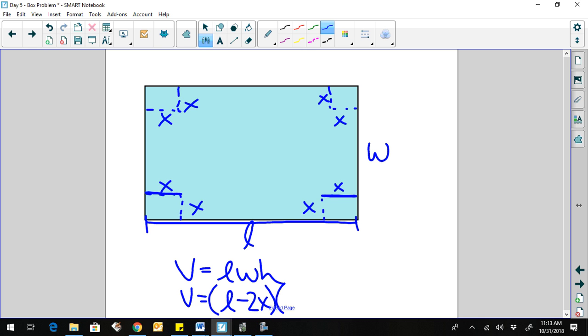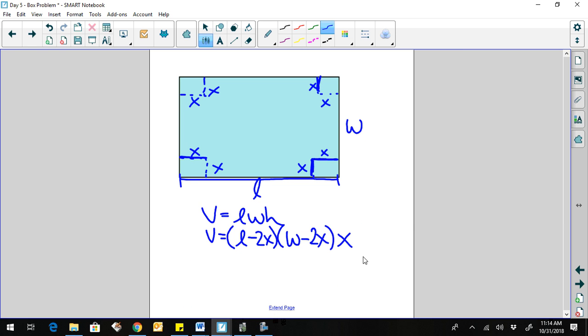My width then became my width minus 2x also, because I have to cut off this x and cut off this x, right? And then my height, well, whenever I fold those sides up, so when I fold this part up, well, my height will end up being x. So I'll just leave that as x. So this is the generic equation that we'll use as we keep going. So this will be pretty important as we keep going.